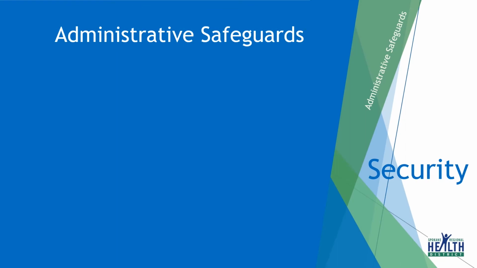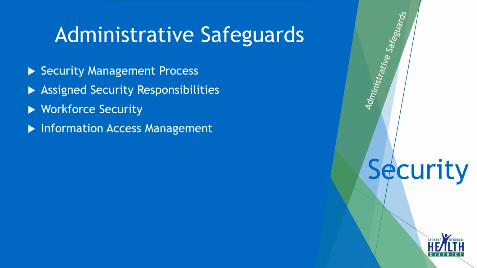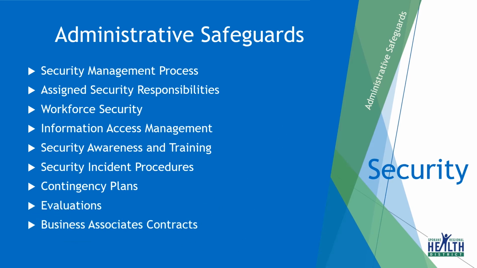The administrative safeguards comprise over half of the HIPAA security requirements. Those safeguards include security management process, assigned security responsibilities, workforce security, information access management, security awareness and training, security incident procedures, contingency plans, evaluations, business associate contracts, and other arrangements. We will explore these safeguards over the next several slides.